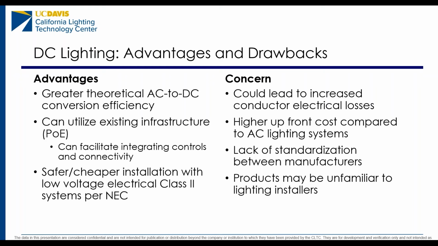However, there are also some drawbacks to DC lighting systems. There can be an increase in electrical losses in the conductor since you're transmitting DC power instead of AC power. There's currently a higher upfront cost associated with these DC lighting systems compared to comparable AC systems. There's also a lack of standardization between manufacturers in terms of cabling, connectors, and communication protocols. And also many of these DC lighting systems are pretty new, so they could be unfamiliar to the people who are actually installing them.